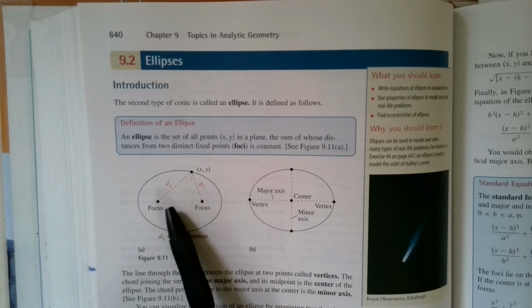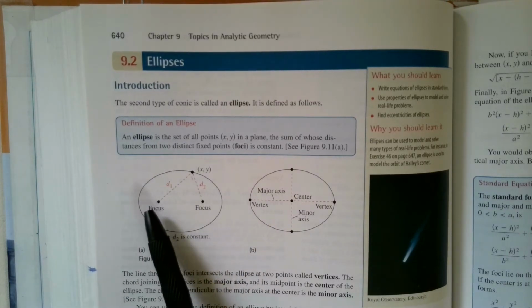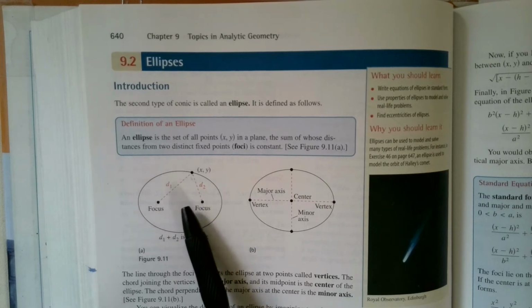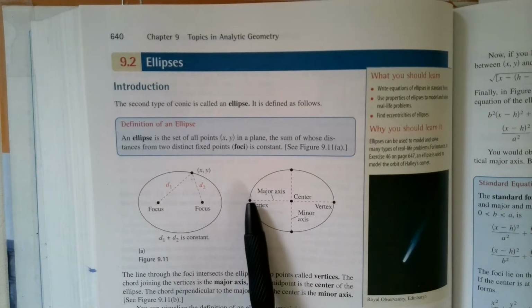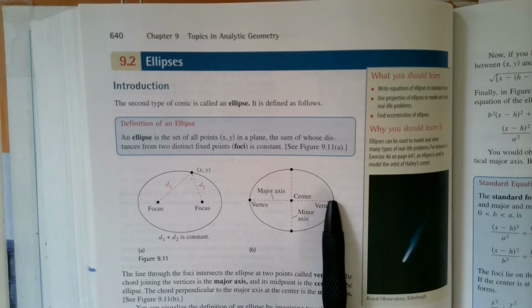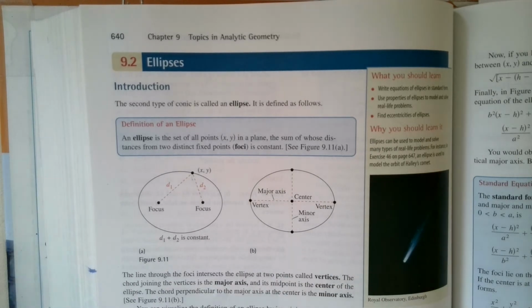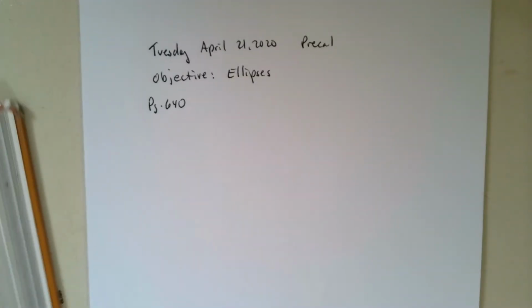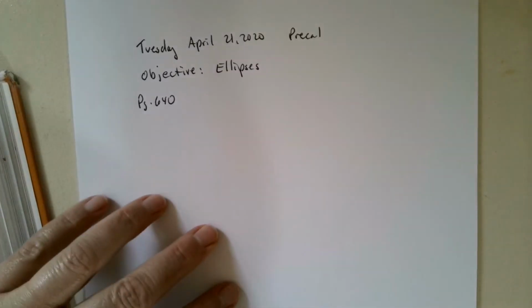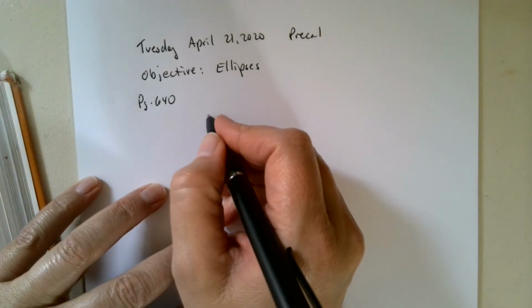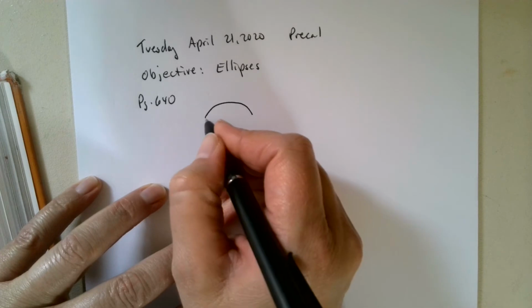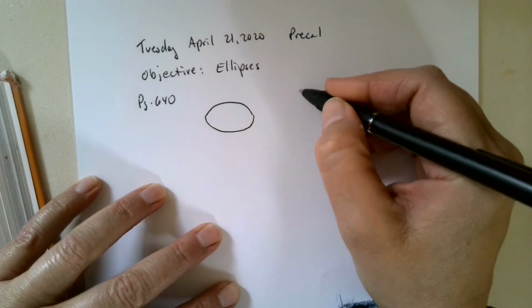But what you need to know is that the ellipse is longer in one direction than the other. With a circle, the radius is the same all the way around, but with an ellipse, you're going to have one direction that is longer than the other. So you're going to have a major axis and a minor axis. So let me see if I can do a little bit of drawing here. Your ellipse can be horizontal or it can be vertical.